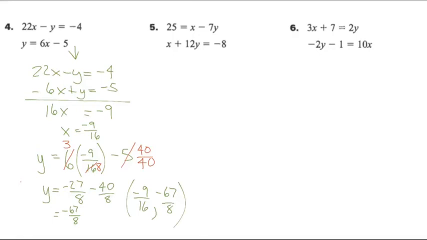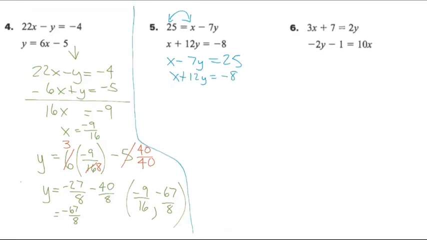Number 5, write in standard form. I'm going to swap sides with both sets of things here. So I get x minus 7y equals 25. And I have x plus 12y equals negative 8.